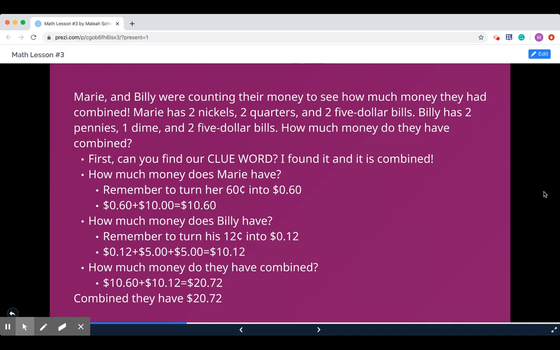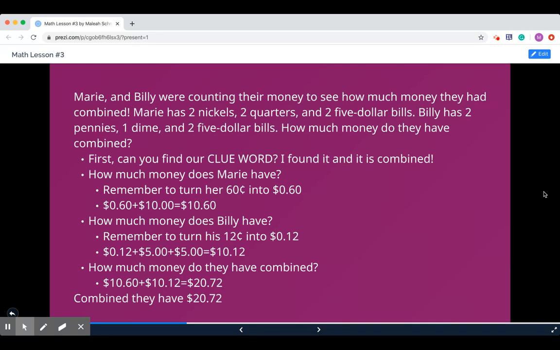Our second word problem. Mary and Bill were counting their money to see how much money they had combined. Mary has 2 nickels, 2 quarters, and 2 $5 bills. Billy has 2 pennies, 1 dime, and 2 $5 bills. How much money do they have combined?